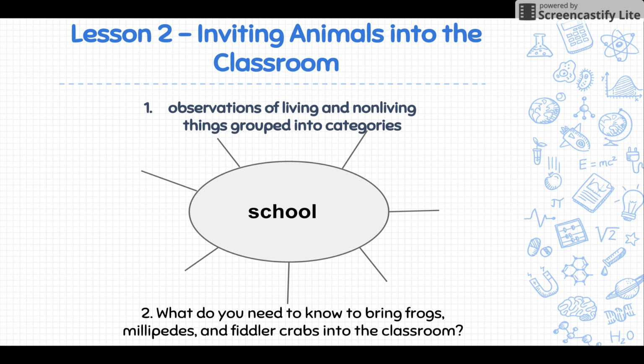And the second part about that is they have some readings about each of the animals, and they begin to think about what do you need to bring frogs, millipedes, and fiddler crabs in the classroom. Now, if you have the students in groups of 4, one group reads about one animal. So you might have your first group of 4 read about frogs, your second group of 4 read about millipedes, and your third group of 4 read about fiddler crabs.